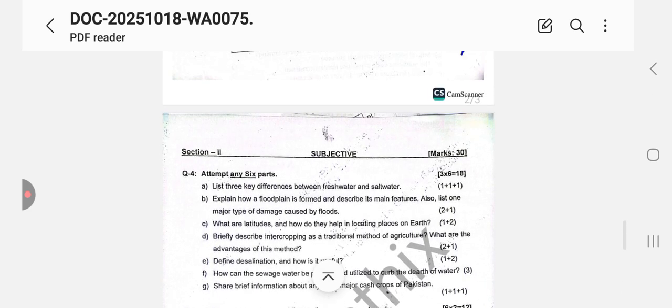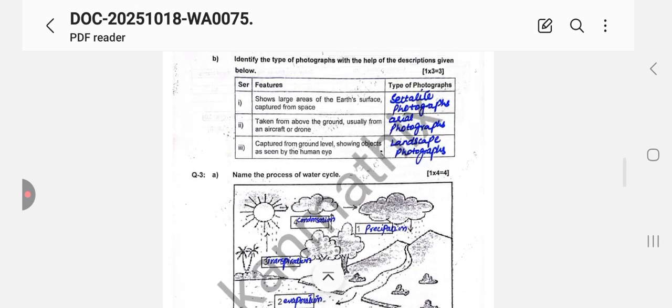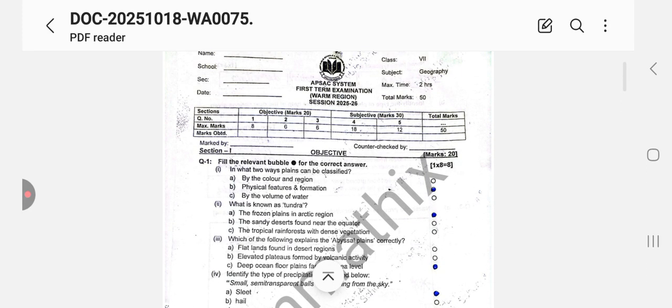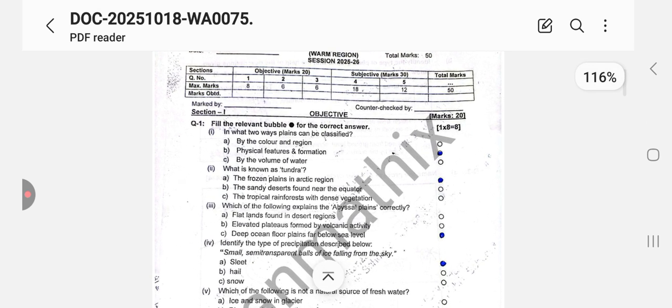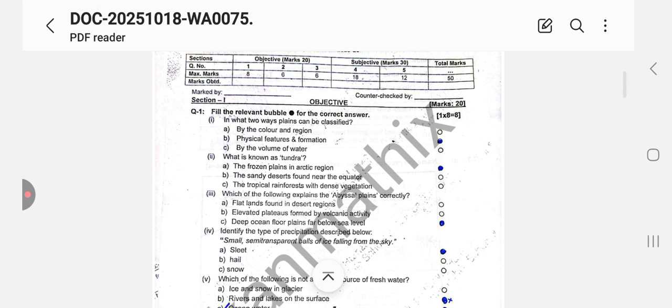So this was your GEO paper for grade 7, APS first term exams, warm region session 2025-26. So hopefully students, your paper went well. And best of luck for your next paper.